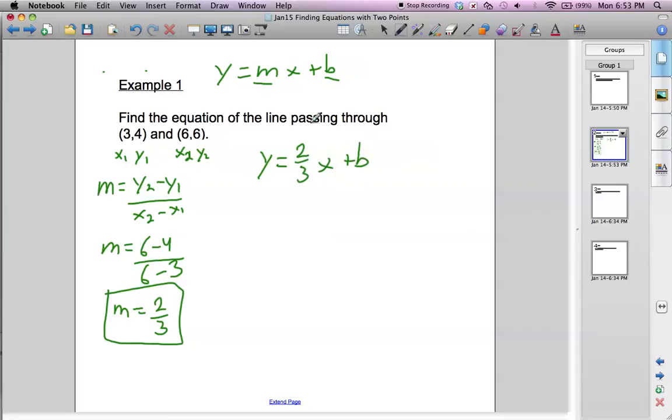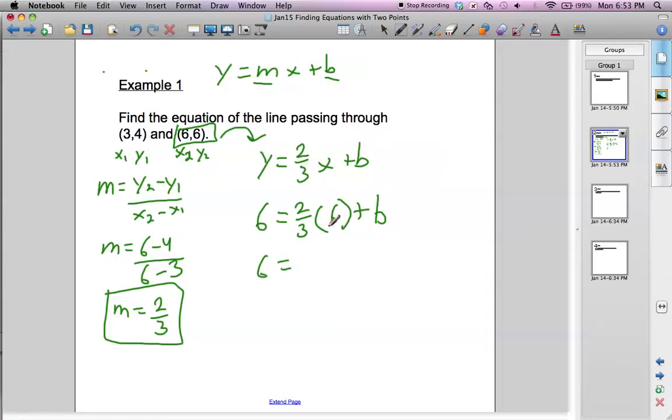To find b, we can substitute one of the points into the equation. So let's take this pair of x and y, 6 and 6. So y is 6, x is 6. So we have 6 equals 2/3 times 6 plus b. Don't get that mixed up with the 6's. And let's just work this out.